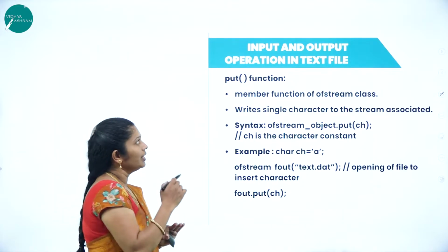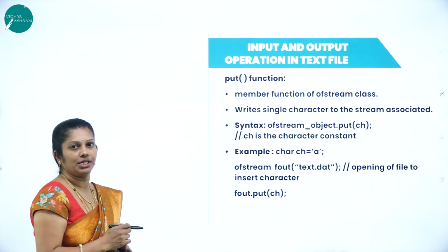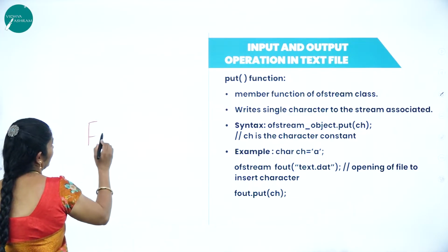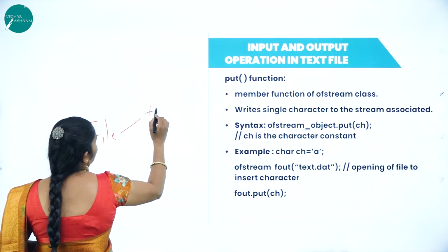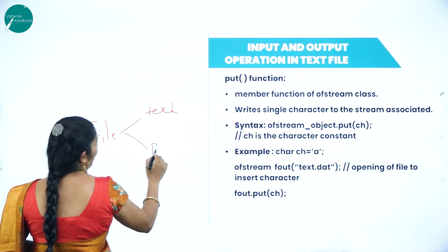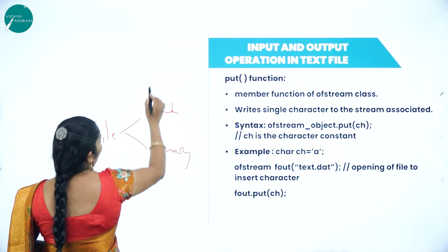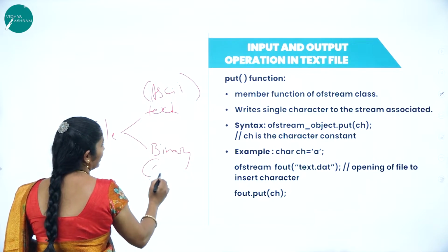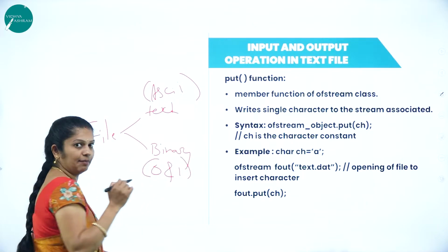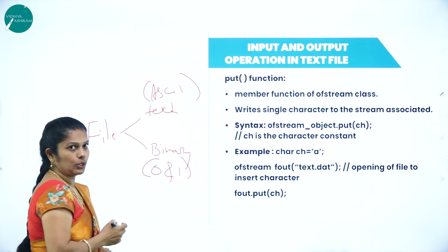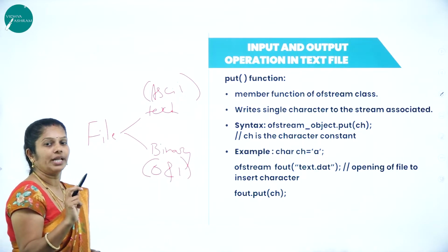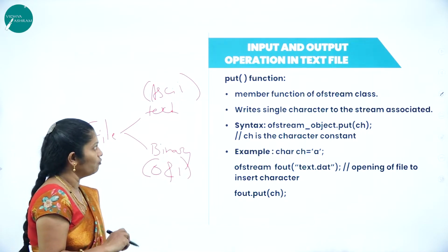Under that, first one, input-output operations in the text file. Already I told you, there are two types of files. One is the text file and the other is the binary file. In a text file, information will be stored in ASCII format, whereas in a binary file, it stores exactly how it is in the memory, that is in zeros and ones. If it is a text file, how exactly input as well as output operations can be performed.